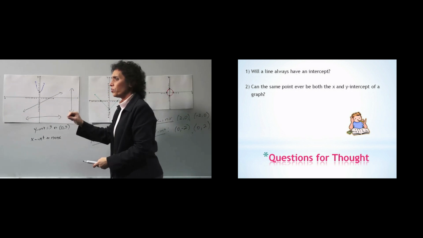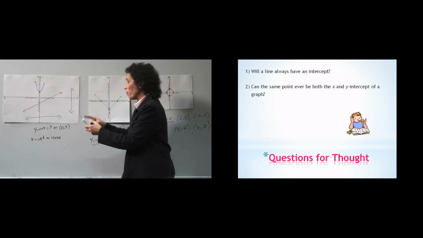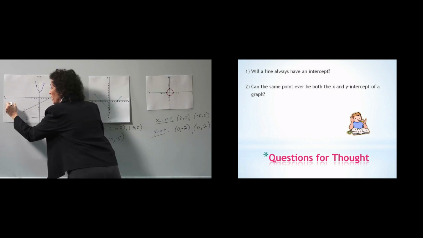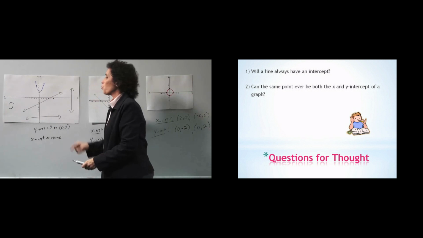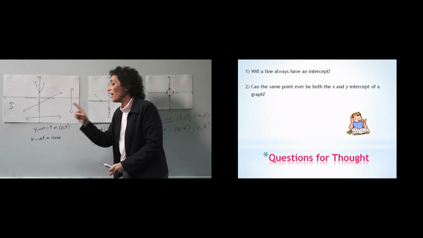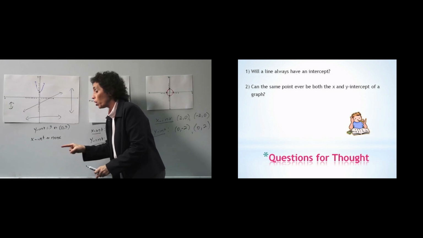So will a line always have an intercept? Yes, a line, because remember, even if I drew it like this, there are arrows. So the arrows mean it keeps going. So a line will always have an intercept, but it may not have both intercepts. It may not have an x and a y-intercept.